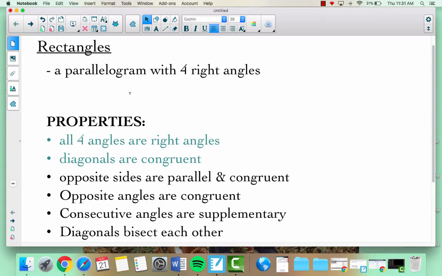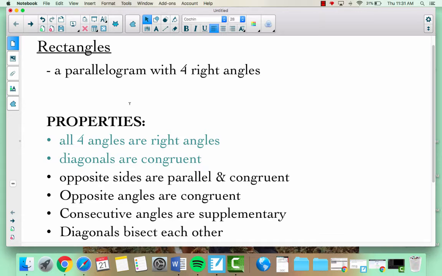The 2 in that blue color are the new properties that we will see. The rest are all actually repeats of parallelograms. So rectangles will always have 4 right angles, and the diagonals will be congruent. So those are our 2 new properties.